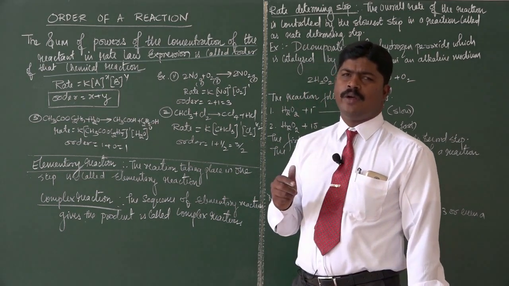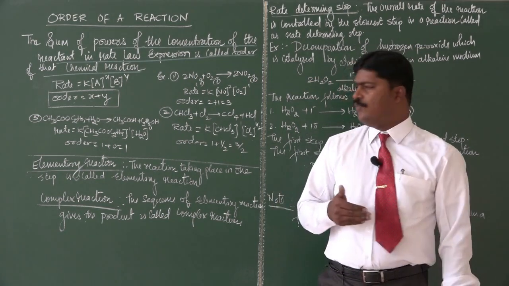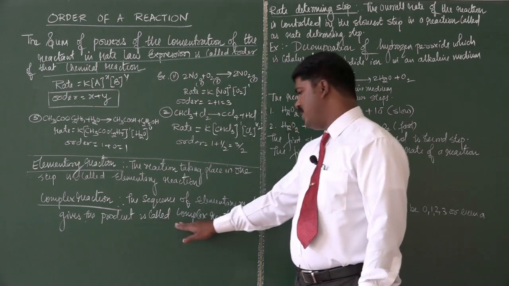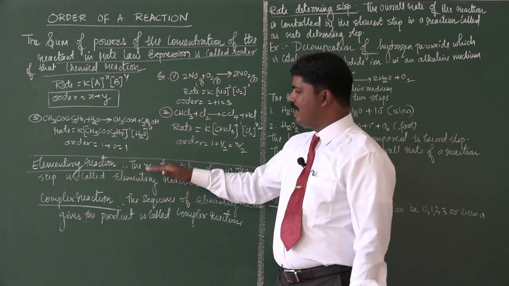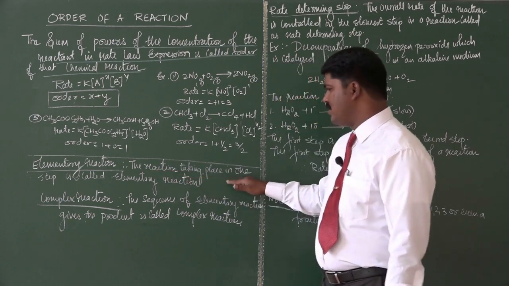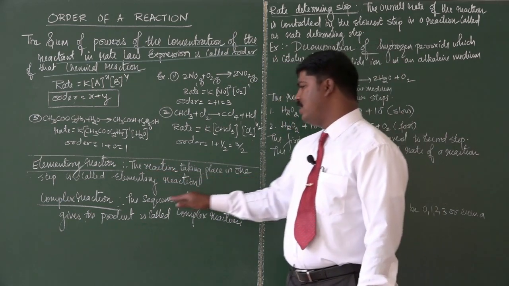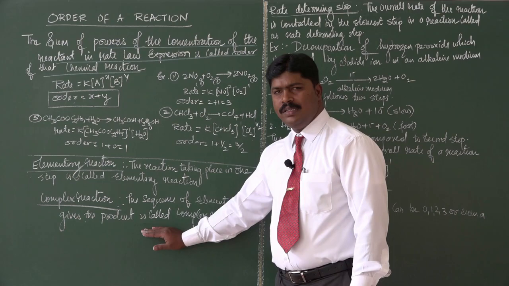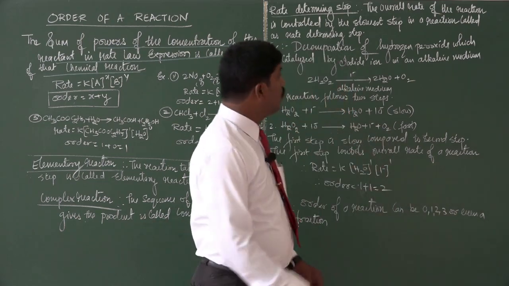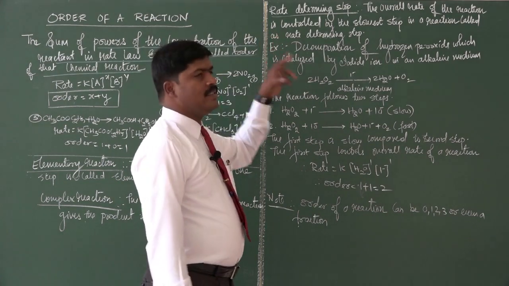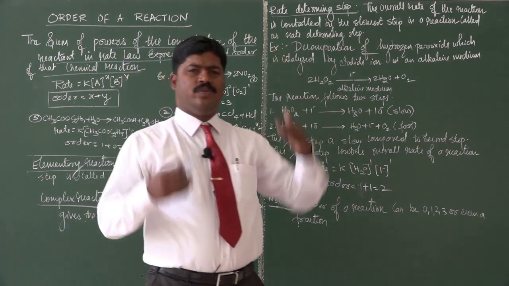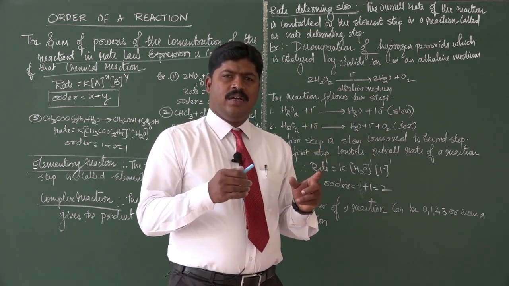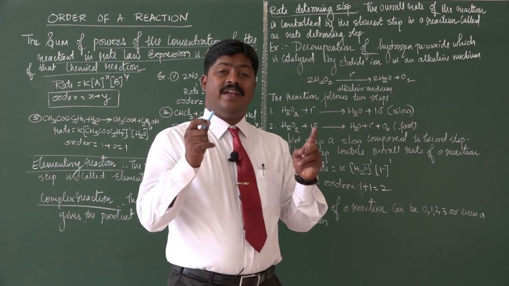The word sequence is very important. There is a continuity. The sequence of elementary reactions that gives the product is called a complex reaction. So, the reaction taking place in one step is called an elementary reaction, and the sequence of elementary reactions giving the product is called a complex reaction. Now our journey goes to something called the rate determining step. In a complex reaction with 5 steps involved, the one step we focus on will determine the rate. That is called the rate determining step.